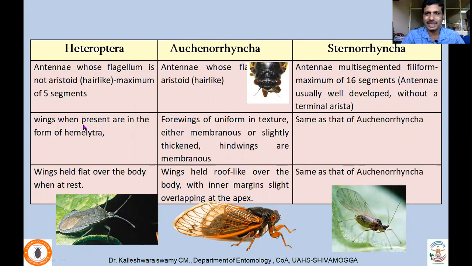Heteroptera, as the name itself indicates, hetero means different. Wings, when present, are in the form of hemelytra, that means half leathery, half membranous. Whereas in both Auchenorrhyncha and Sternorrhyncha, we will find uniformly textured forewings and hind wings, which are held like a roof over the body, like this. Whereas in Heteroptera, the wings are held flat over the body, like this. That's how we can distinguish these three suborders.